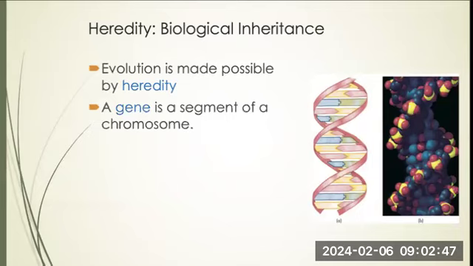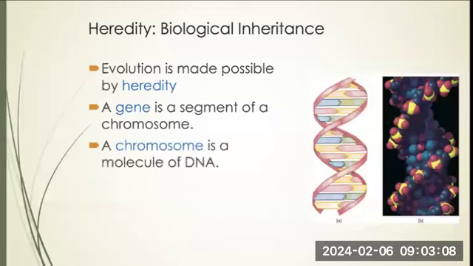So when we think about heredity, there are certain terms you need to know. A gene is really a recipe for making proteins that our bodies need. Proteins are what affect the structure and function of a cell. We have about 20,500 genes. This is from the Human Genome Project. So a gene is a section of a chromosome.